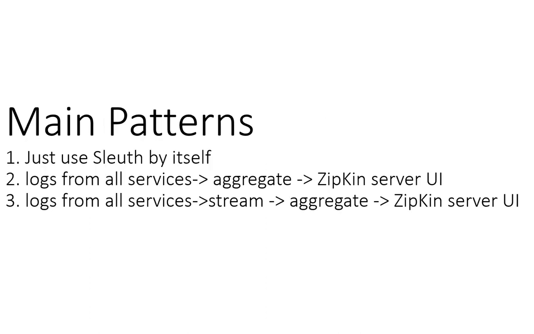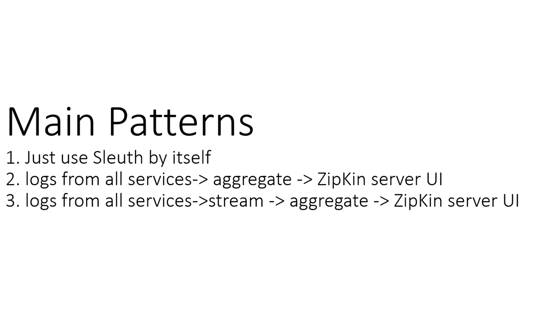So what are the main patterns for logging and tracing in microservices? I've seen three main patterns, depending on the complexity of the ecosystem and what you have in the different places. The first one is to use Sleuth by itself. All you have to do is add the dependencies and do the configuration. You do that for each microservice, so you get the trace ID and span ID by default.